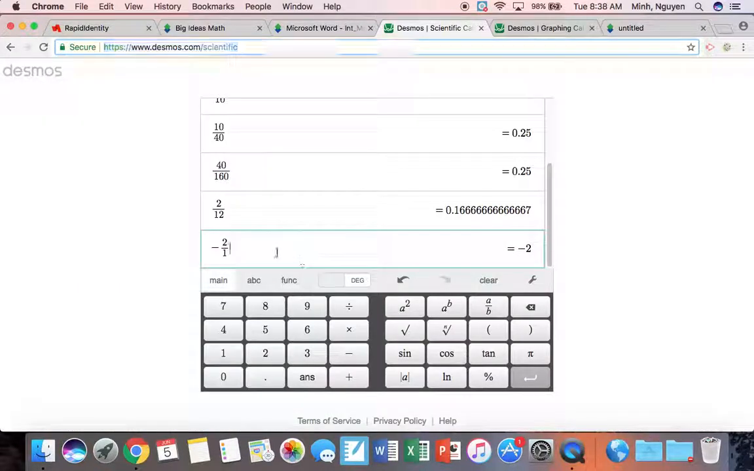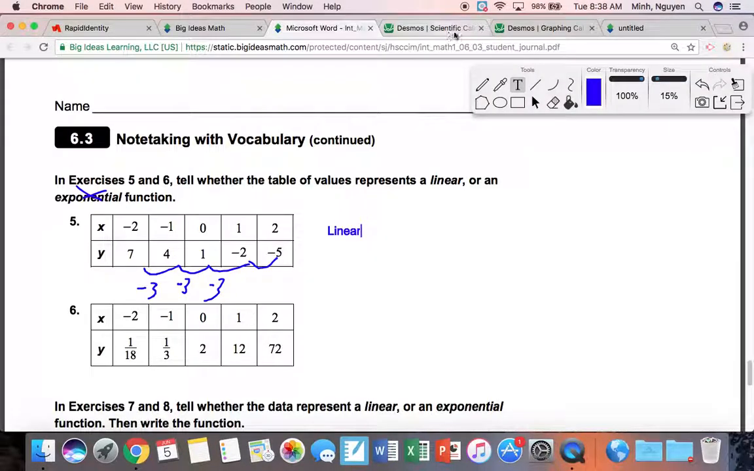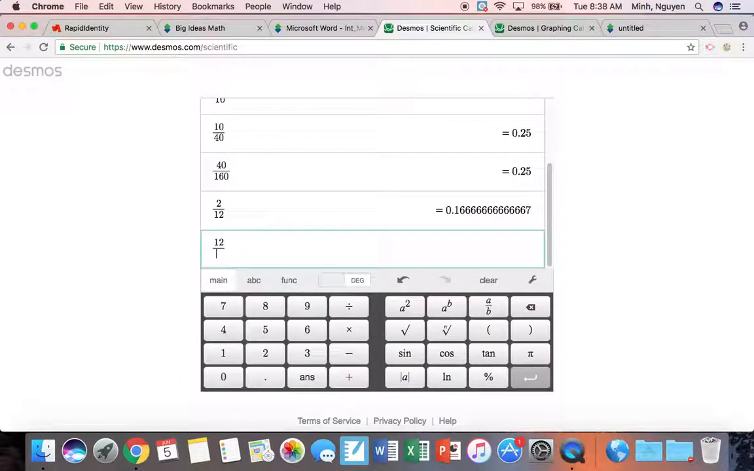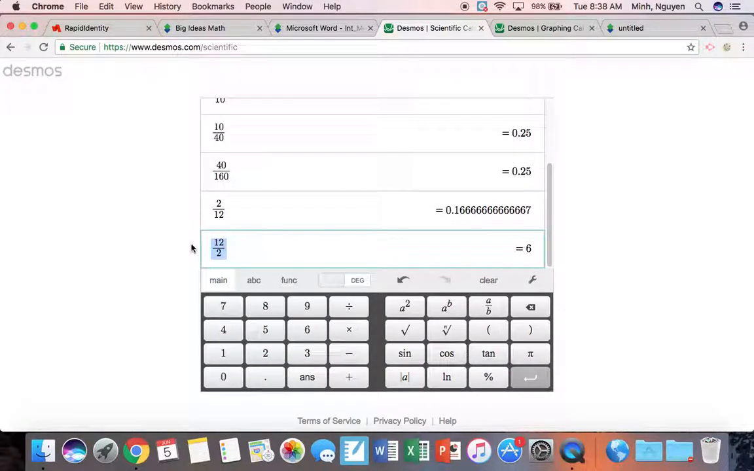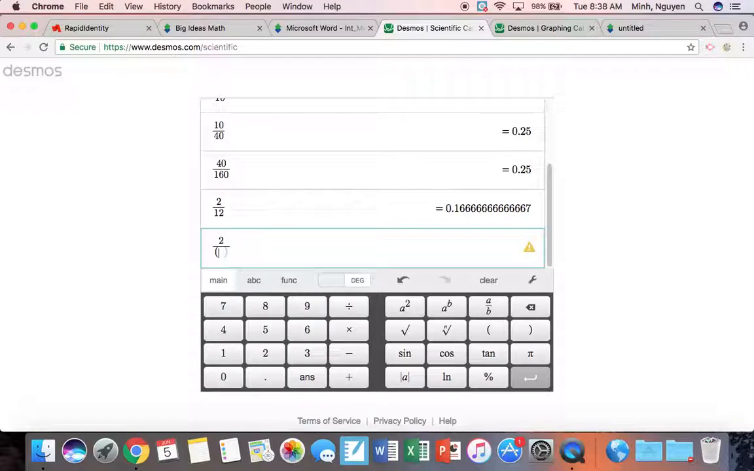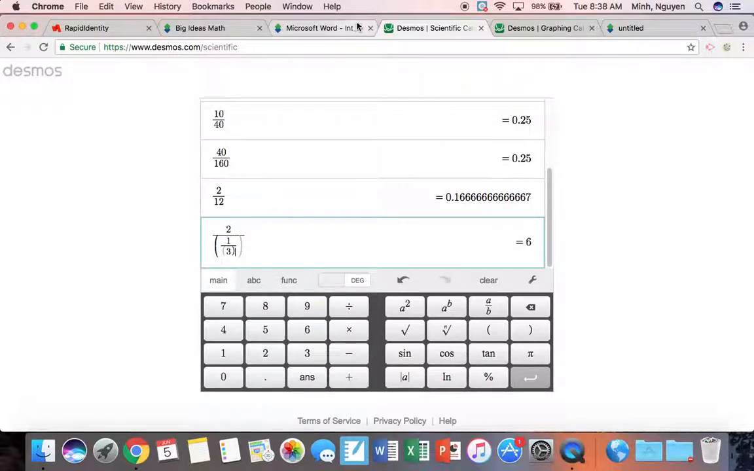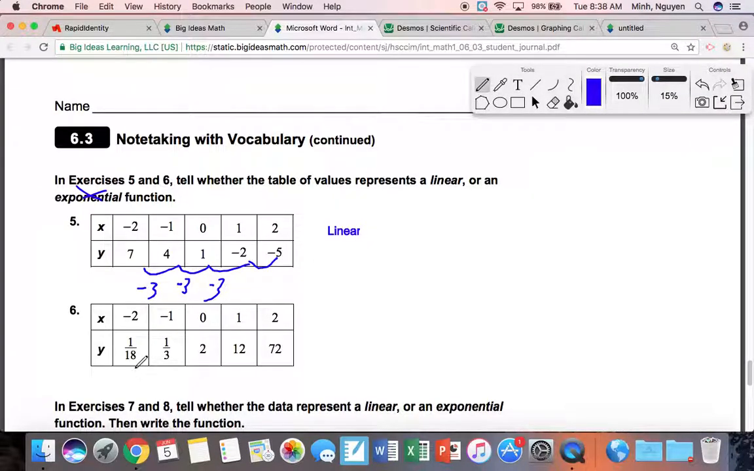72 divided by 12 is 6. 12 divided by 2 is 6. 2 divided by 1/3 is 6. Oh, would you look at that? We're multiplying by 6. Exponential.